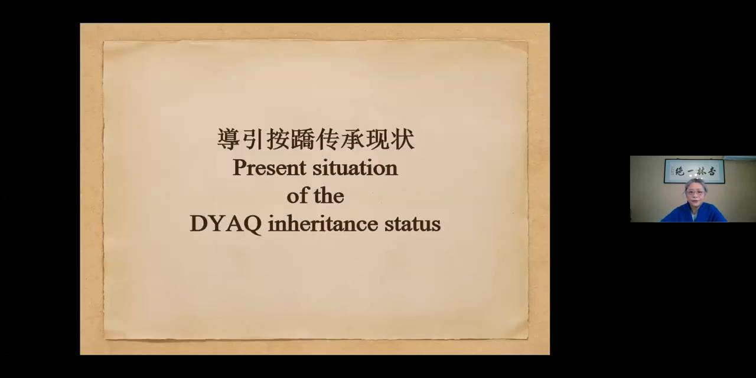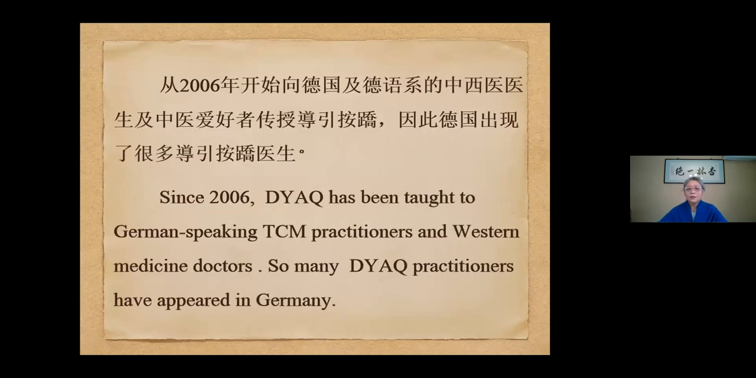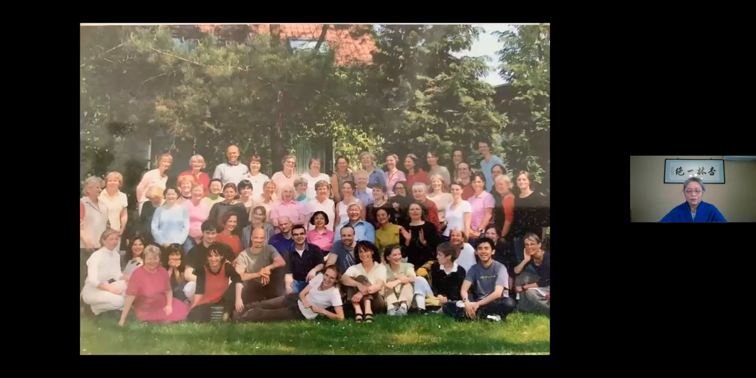And now we try to present the situation of 导引按跷 in heritage status. Since 2006, 导引按跷 has been taught to German-speaking TCM practitioners and Western medicine doctors. So many 导引按跷 practitioners have appeared in Germany. 那么呢，祖国的这个医学哈，导引按跷呢，就在国外啊，生根开花结果了哈。 So this is a photo of the classes.